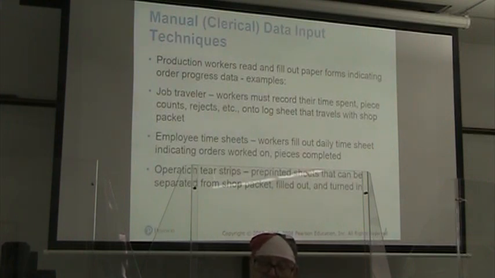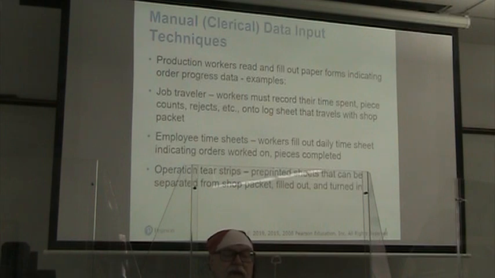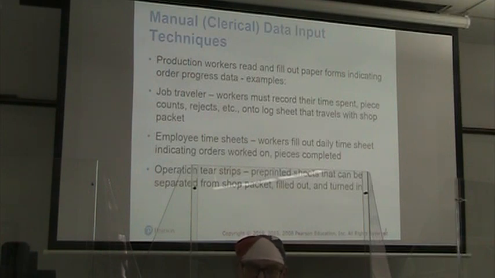It also might be by an employee timesheet, where the workers fill out a daily timesheet indicating orders worked on, pieces completed. It could be operation tear sheets. These are pre-printed sheets that we separate from the shop packet, fill out, and then we turn those in.